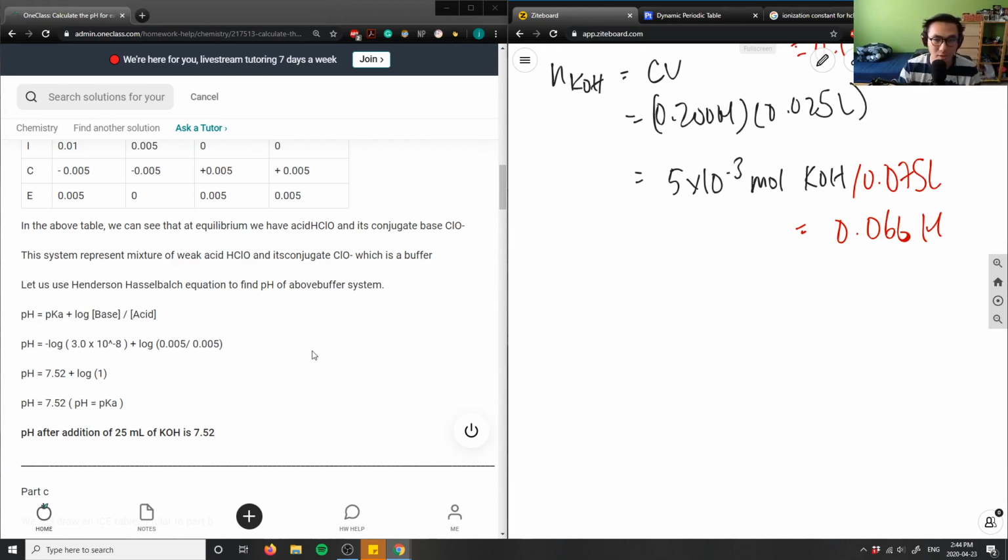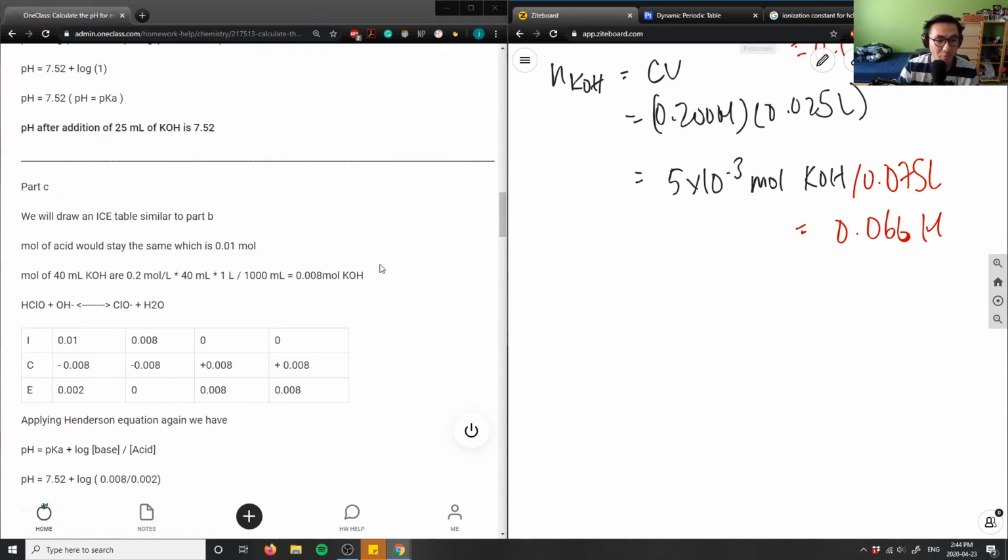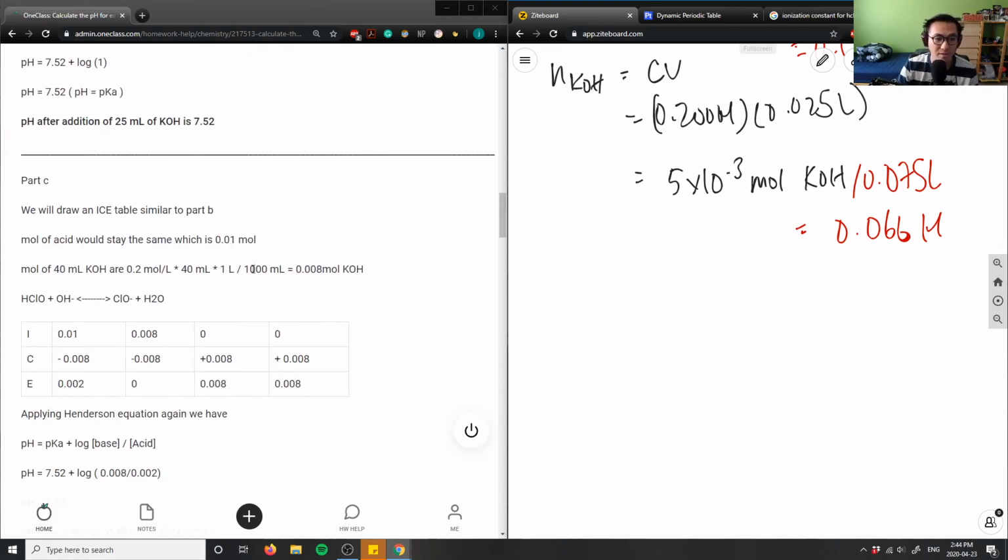So this is more of a university level question, but when I was picking it, I picked the first part to show you the ice table, which is part of the grade 12 concepts here. I'm going to briefly skim over part C. Again, very similar to part C.